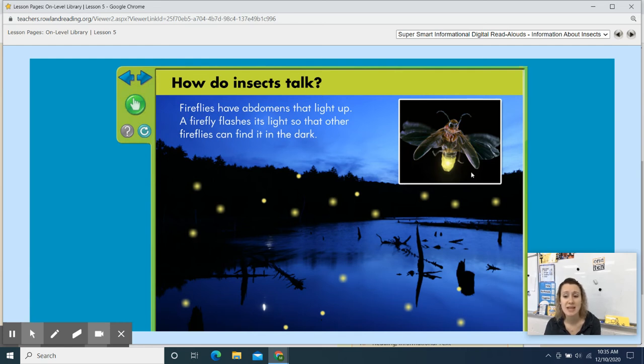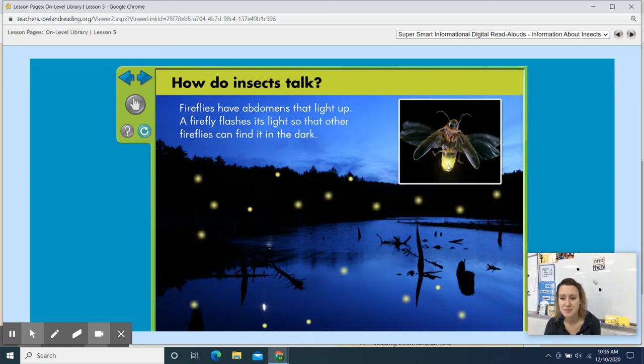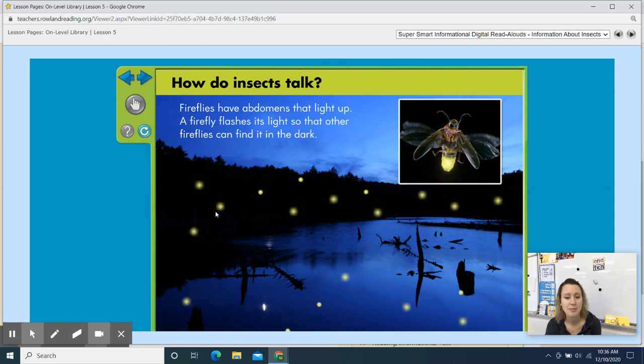Fireflies have abdomens that light up. A firefly flashes its light so that other fireflies can find it in the dark. Their abdomen lights up. Their stomach, where their stomach is, lights up. You see all these fireflies here?